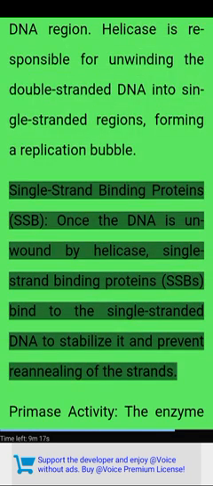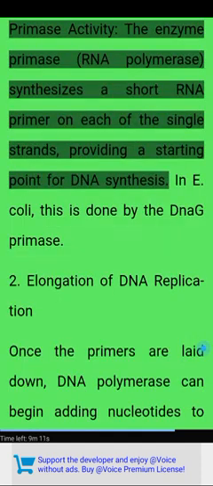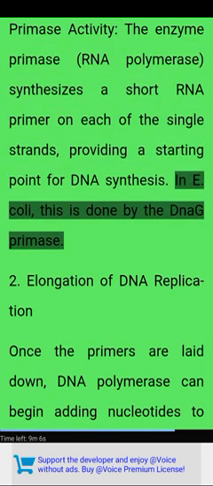Single-strand binding proteins, SSB. Once the DNA is unwound by helicase, single-strand binding proteins, SSBs, bind to the single-stranded DNA to stabilize it and prevent reannealing of the strands. Primase activity. The enzyme primase, an RNA polymerase, synthesizes a short RNA primer on each of the single strands, providing a starting point for DNA synthesis. In E. coli, this is done by the DnaG primase.